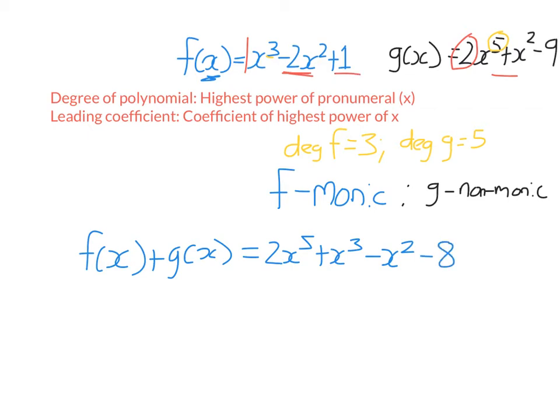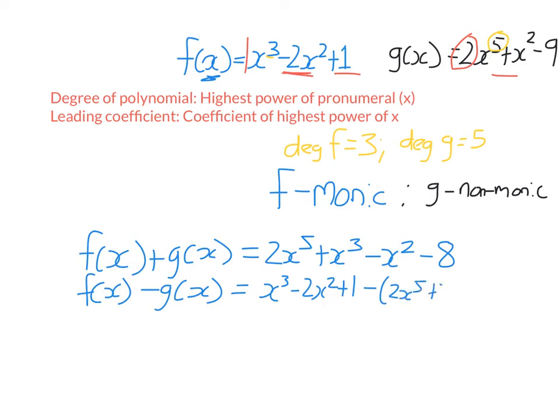When adding or subtracting polynomials, you simply add or subtract the like terms. So for f(x) minus g(x), we have f, which is this, minus g. So we need to put this in brackets. What we'll end up doing is just subtracting the like terms.